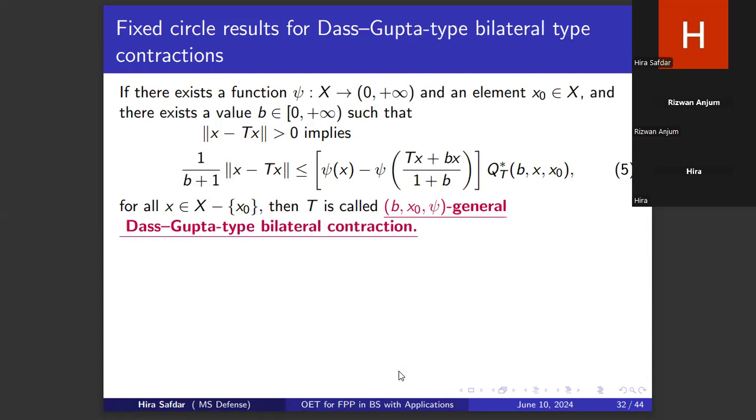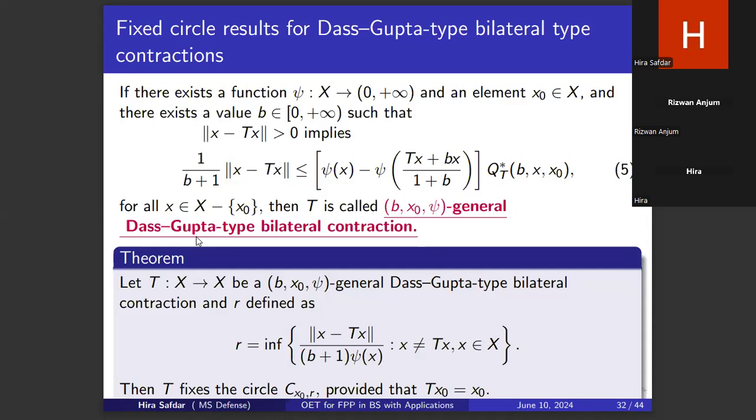Fixed circle problem for the Dass-Gupta bilateral type construction. If there exists a function psi from [0, infinity) and an element x0 belonging to X, and there exists a value b, then this type of contraction is said to be a Dass-Gupta type bilateral contraction. Let T from X to X be a Dass-Gupta type bilateral contraction and R is defined as such, then T fixes the circle provided that Tx0 = x0.